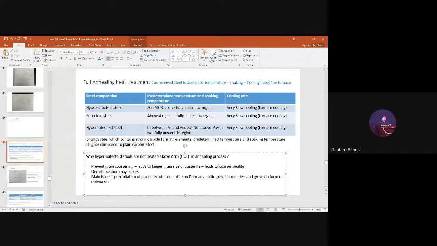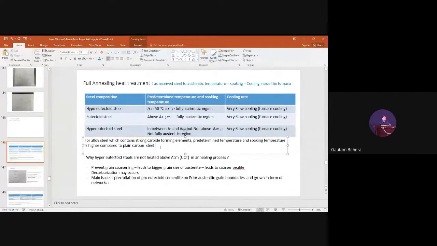Now, there is an interesting line here. For alloy steels which contain strong carbide forming elements, the predetermined temperature and soaking temperature is high compared to plain carbon steel. So if we are dealing with alloy steels, high alloy steels, or steel containing a certain amount of specific alloying elements, in that condition we can go for a high temperature like 70 or 80 degrees above, or we can go for A3 plus 100 degrees or 150 degrees.